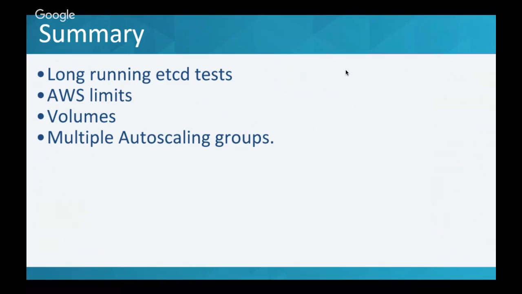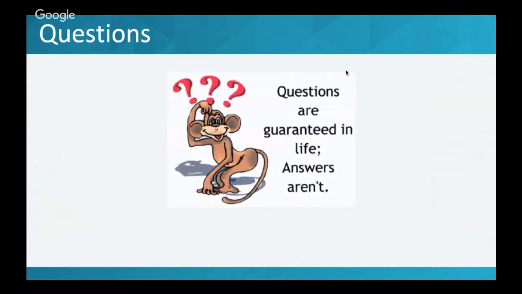So just to go over the kinds of problems that we ran into and what we did. We had long running CD tests. We ran into AWS limits. We had volume issues. And eventually we are now at a place where we have multiple autoscaling groups, all scaling independently, and therefore making our clusters much more stable. That's all I have in mind. I'll be happy to take questions.